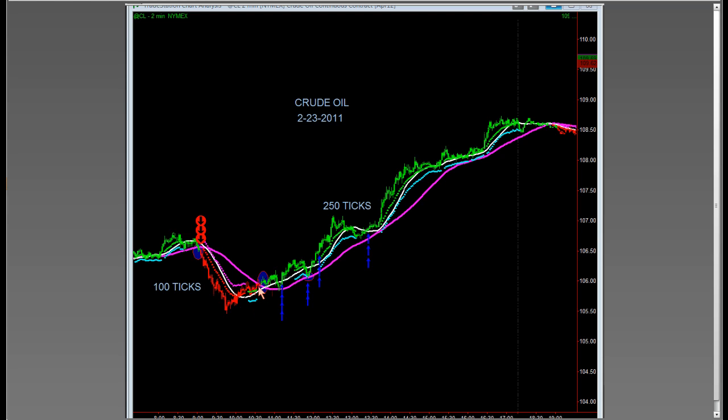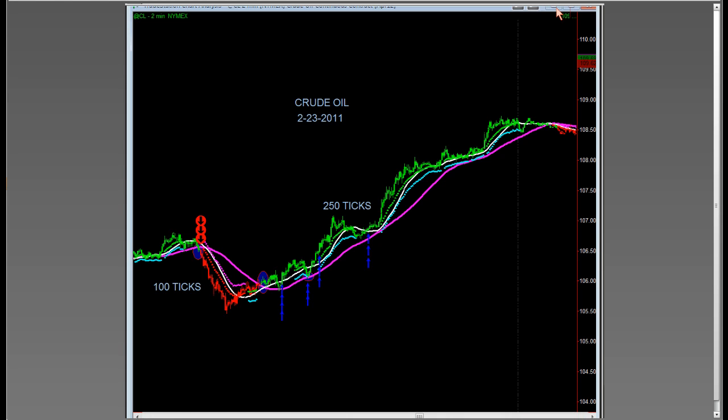Then as we come into 1030, we had a momentum shift, red to green. My algorithm told me that I'm going long. I had special spots in the market for you to go long, 250 ticks all the way up. But how did we take that euro long and how do we take the crude oil long? It's all based upon the dollar.